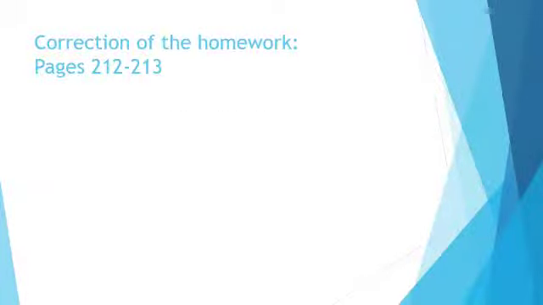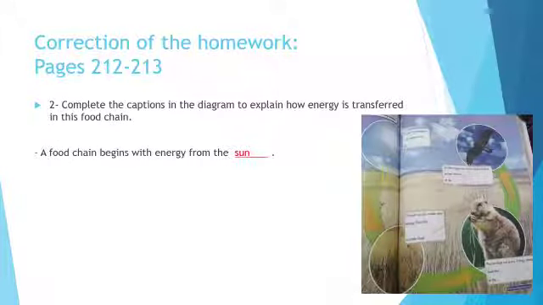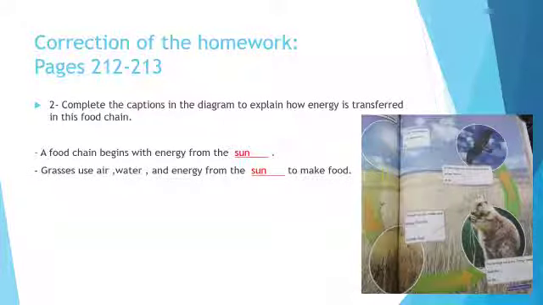Before we start our lesson, please open your books at pages 212 to 213 to correct our homework. Question number 2. Complete the captions in the diagram to explain how energy is transferred in this food chain. A food chain begins with energy from the sun. Very good. Grasses use air, water, and energy from the sun to make food. Very good. Prairie dogs eat grass.